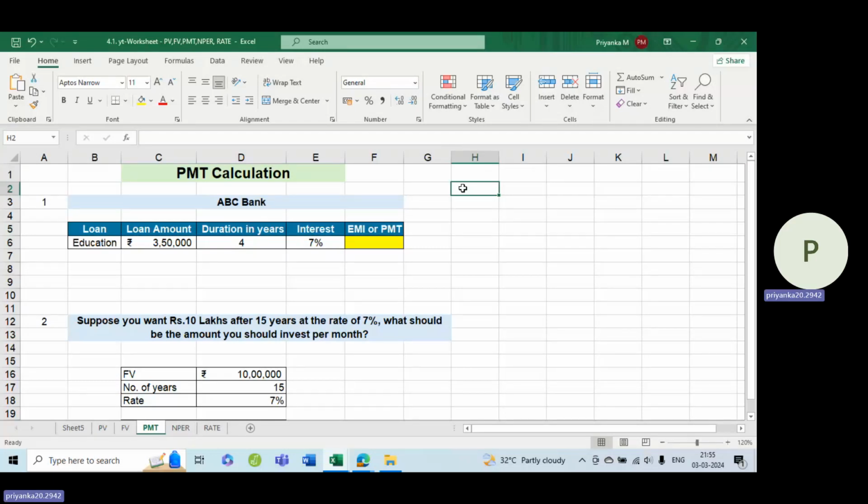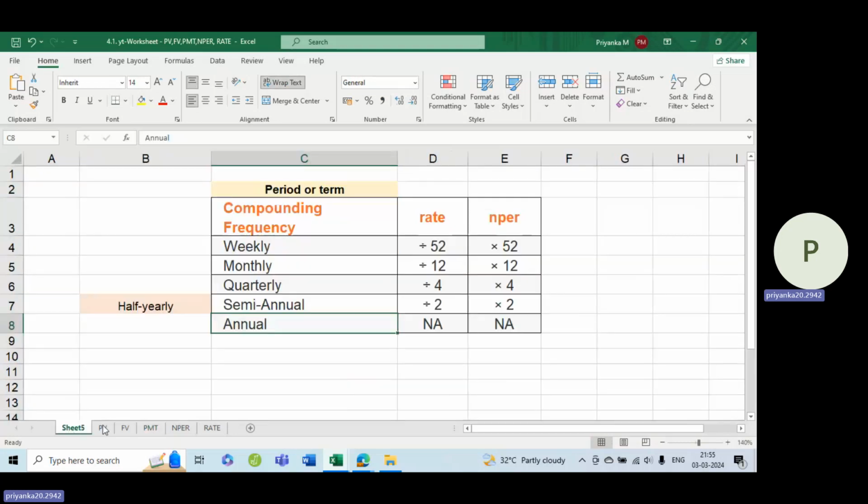Now we'll be seeing about the PMT function. PMT stands for payment. Payment. Okay. PMT stands for payment. So before going on to the calculation, we'll have a quick recap.